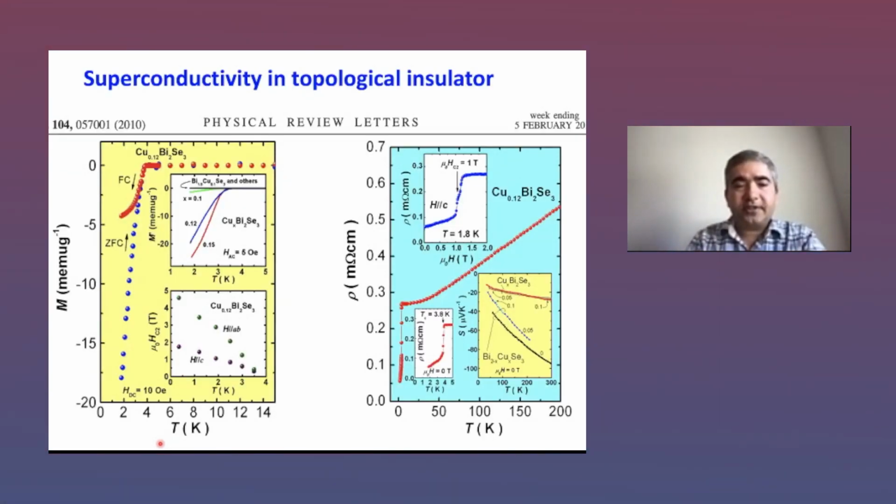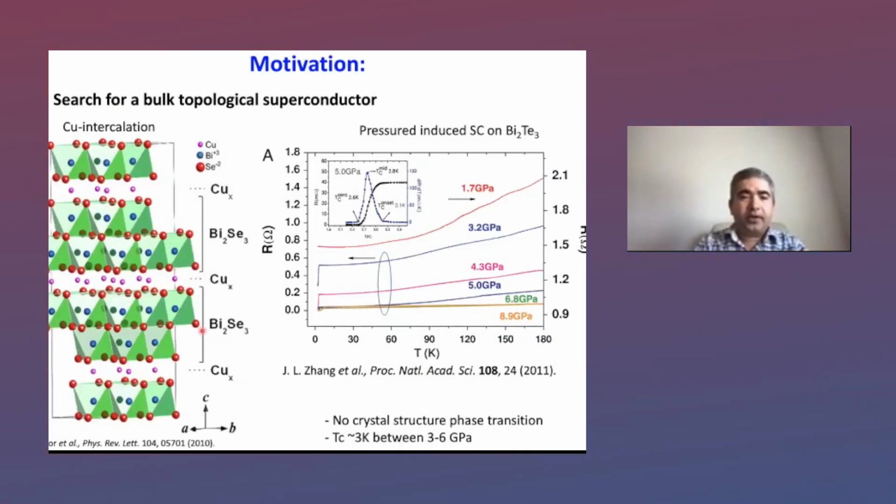So the motivation comes from earlier work from Professor Cava's group at Princeton, where they reported copper-doped bismuth selenide superconductivity. For example, you can see this magnetization and resistivity measurement at this particular copper doping. You see Tc is 1.8 Kelvin, and in another doping like 3.8 Kelvin. So this really started the search for superconductivity in topological material with doping. Basically, it's a search for the bulk topological superconductor.